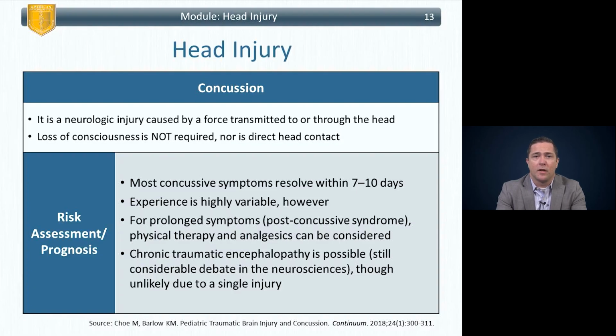In terms of risk assessment and prognosis, most symptoms resolve within about 7 to 10 days. The experience is extremely variable. For prolonged symptoms or post-concussive syndrome, physical therapy and sometimes simple analgesics can be considered. Chronic traumatic encephalopathy is a controversial topic within the neurosciences. It's unlikely to occur from a single head injury, though an accumulation of head injuries may lead to CTE, though a great deal more data is needed to better understand this process.